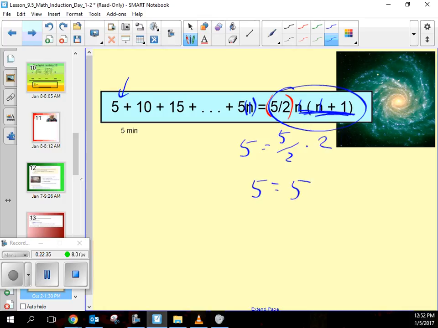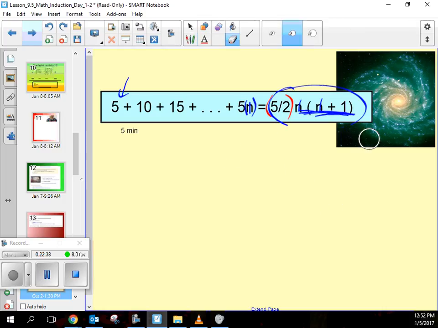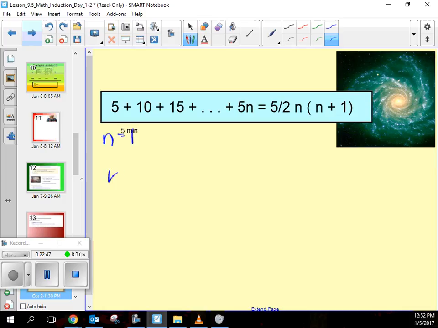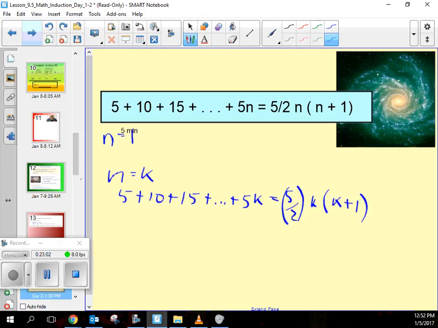Okay. The next part is you got to generalize. So we turn it into a k. We just did n equals 1. Now we're doing n equals k. So I'm going to write it out. You have to. All you're doing is changing an n into a k. I understand that that's a little bit annoying, but it's a nice simple step. There. Step 2, done. Step 3.